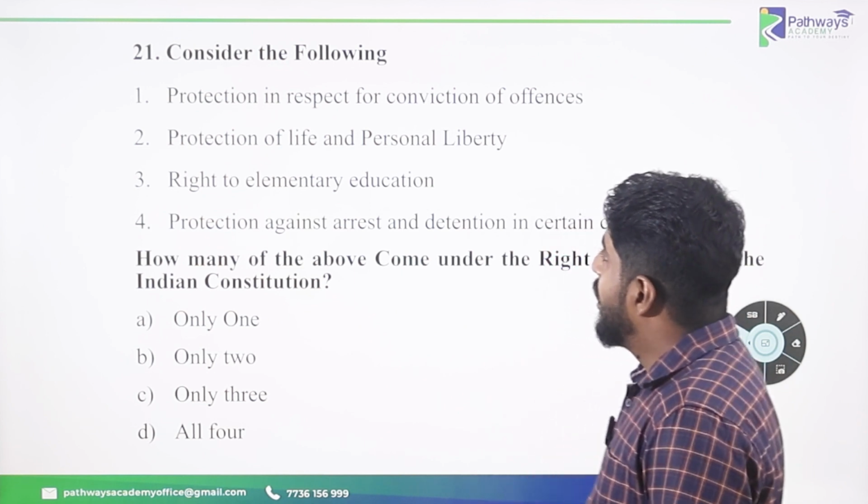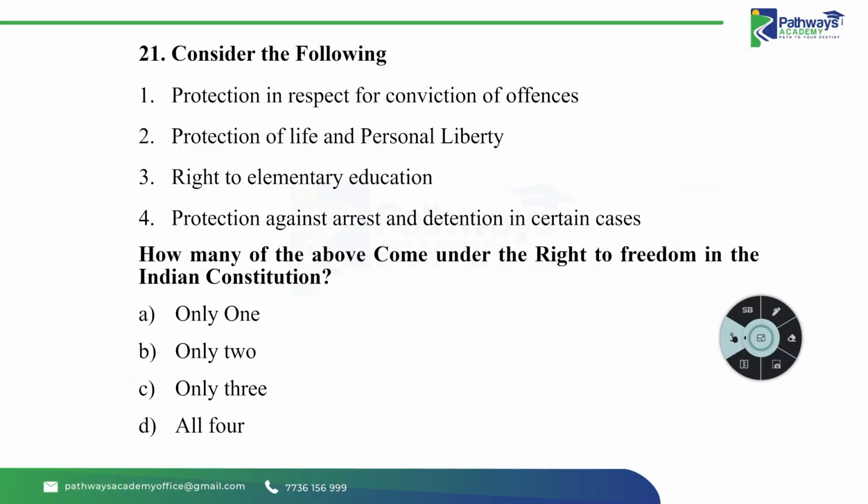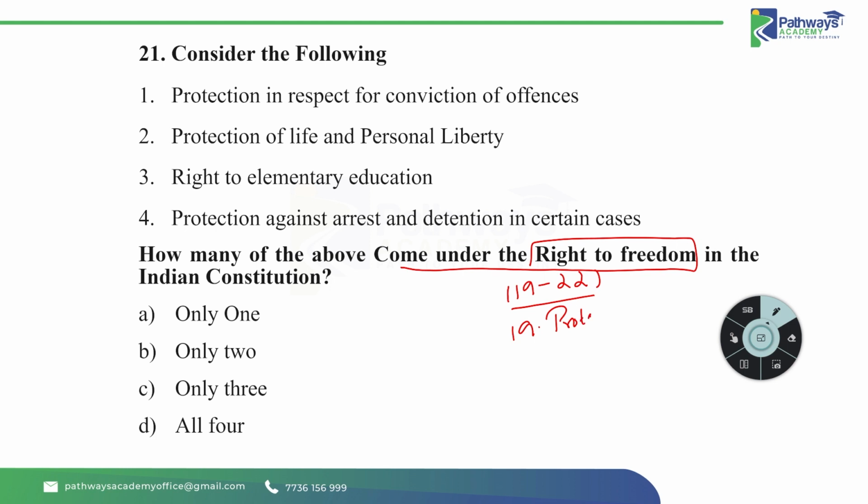Question number 21. Consider the following: protection in respect of conviction of offences, protection of life and personal liberty, right to elementary education, protection against arrest and detention in certain cases. Now, what is the question? How many of the above come under the right to freedom? Right to freedom is mentioned under articles 19 to 22 of the Indian Constitution. Article 19 provides for the protection of six freedoms, isn't it?